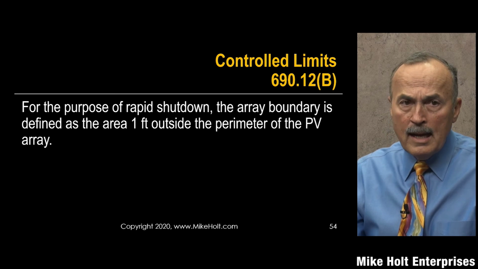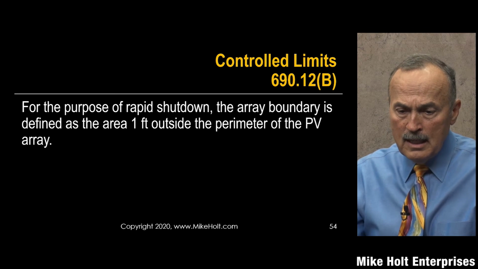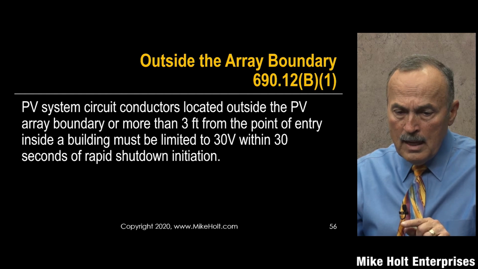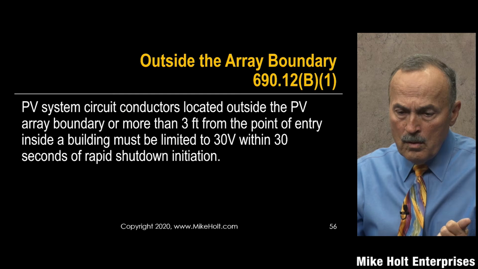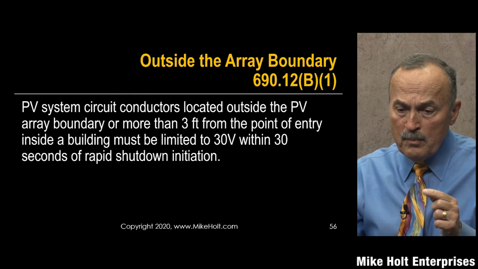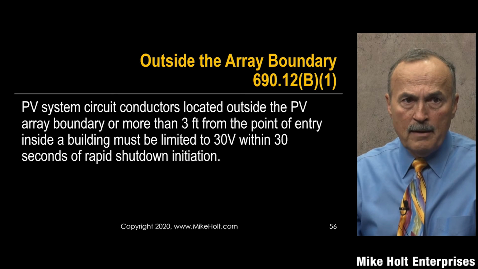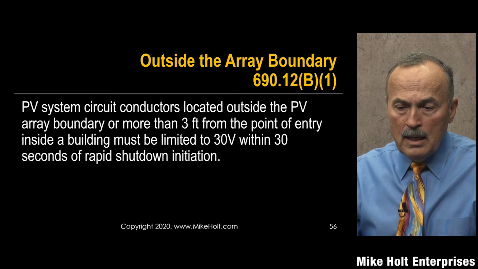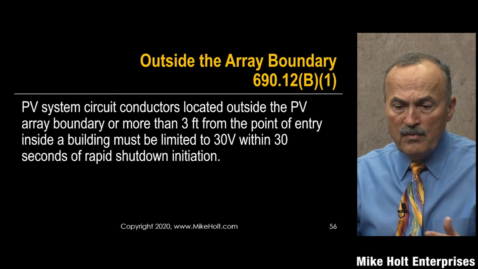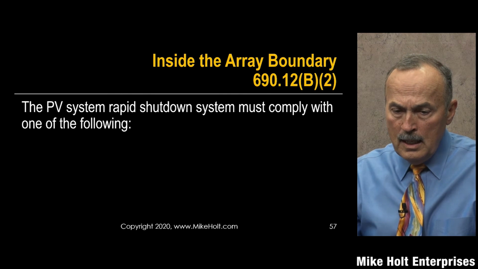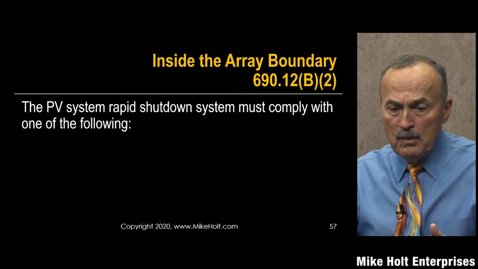And what is an array? Well, we get that 1 foot dimension outside. And then it says, PV conductors located outside of the array or more than 3 feet from the point of entry have to be limited. So this is the part that we're limiting. If they're outside of the array or within 3 feet from the point of entry, limited. And that's B1. And the rapid shutdown must comply with the following.